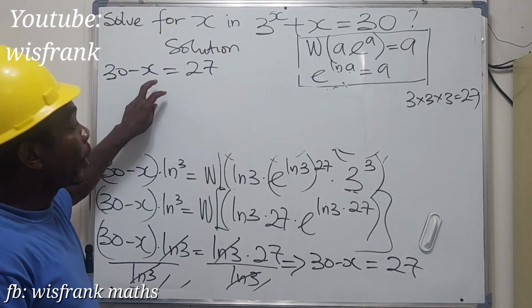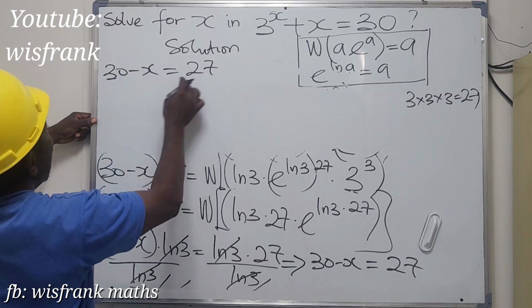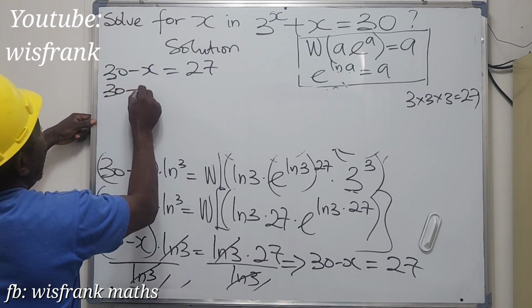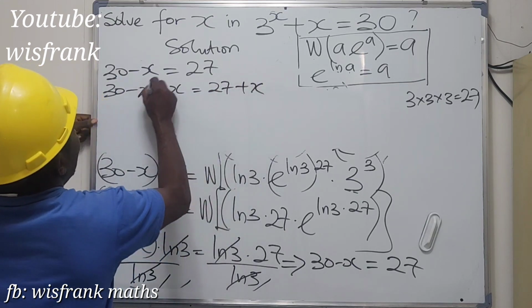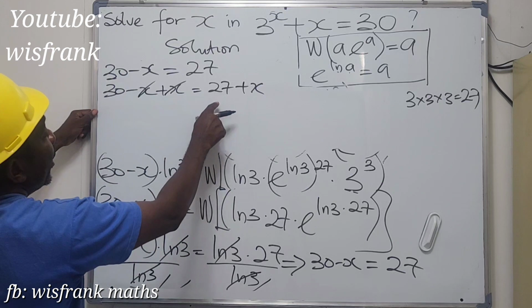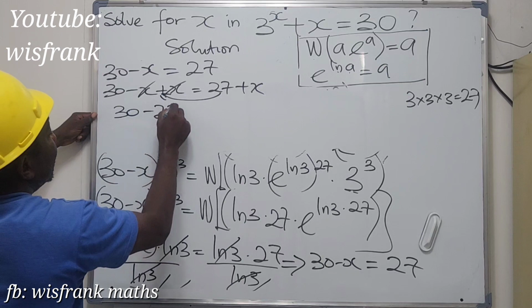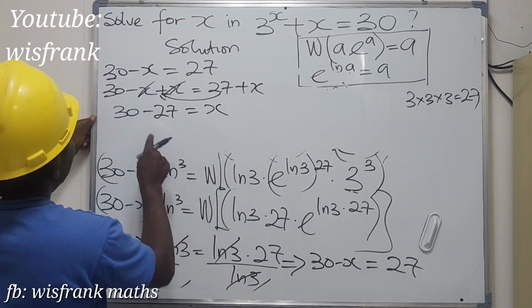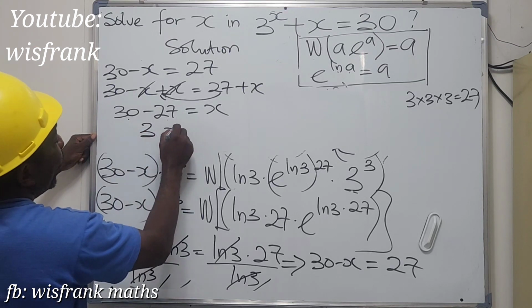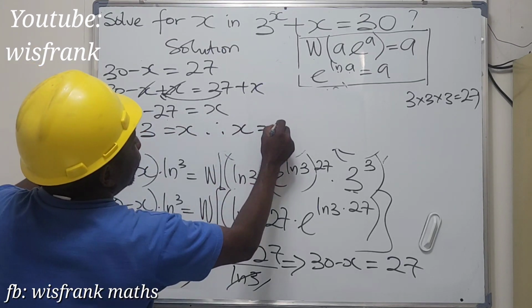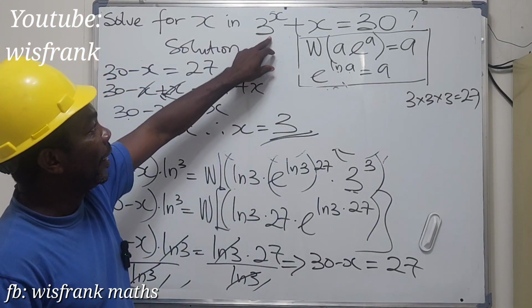In this case, we can transpose this to the other side, or we simply add x to both sides. So here will be 30 minus x plus x equals 27 plus x. This will cancel here and this will cancel here. So we can transpose this to the other side. So we have 30 minus 27 equals x. 30 minus 27 equals 3. Therefore, our x equals 3. So this is the value of x, which is 3, and it satisfies this expression.